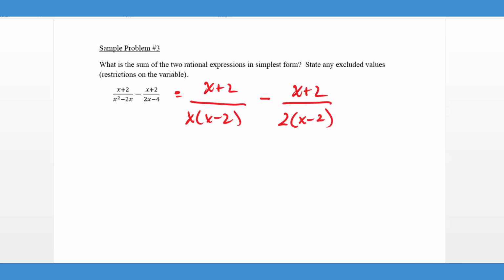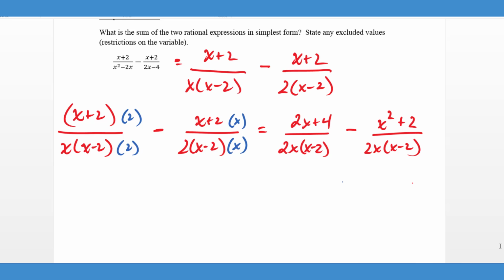So as we start sample problem 3, you can see I've quickly factored the denominators, and we have 3 separate parts. We have an x, we have a 2, and we have an x minus 2. Now the x minus 2 is common in both, so there's really no adjustment that needs to be made there in those denominators. But we need to multiply 2 to both the numerator and denominator on the first expression, and we need to multiply x to both on the second expression. And so I'll go ahead and do that now.